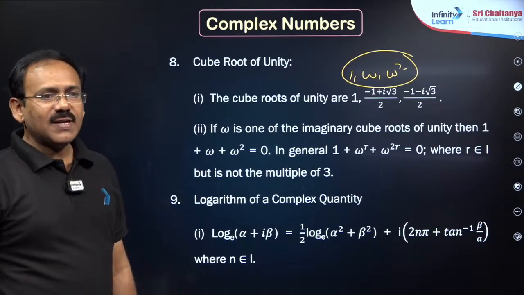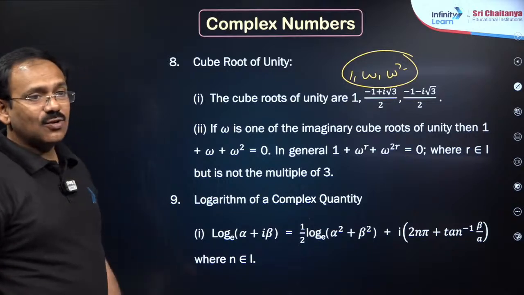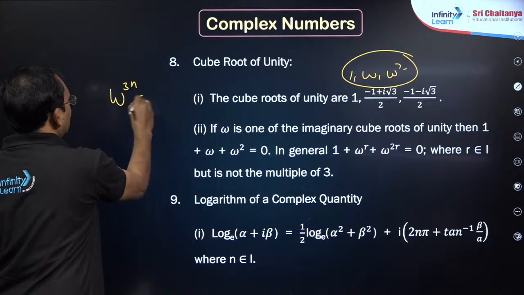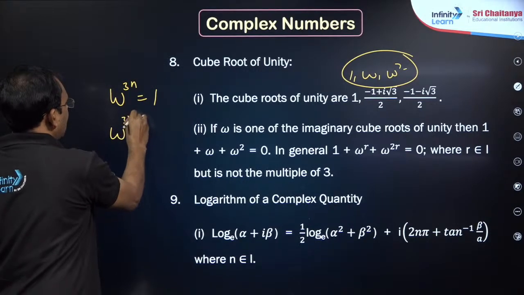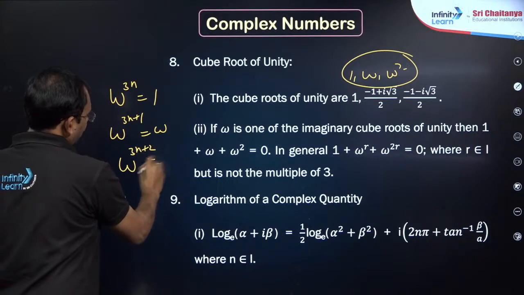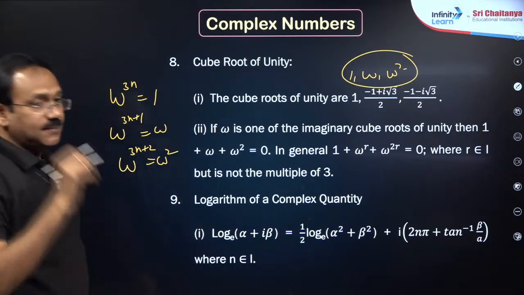Yeah, dear students, 1 plus omega plus omega square will be 0 and omega cube is 1. Most importantly, omega power a multiple of 3 will become 1. Multiple of 3 plus 1 will become omega. Omega power multiple of 3 plus 2 will become omega square. Okay, right?